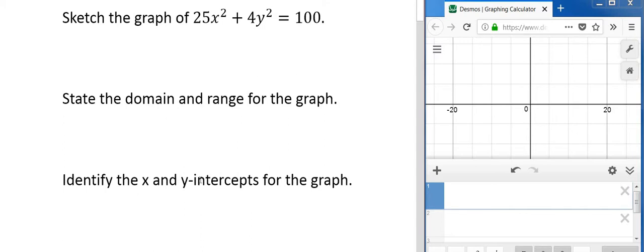So, sketch the graph. Now, on your multiple choice practice assignment today, it's going to have you identify graphs, but here's what I want you to do. I don't want you to sketch things by hand. I want you to use Desmos.com. Okay, so sketch the graph.